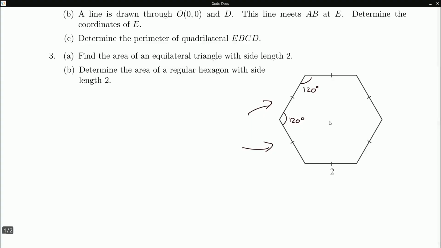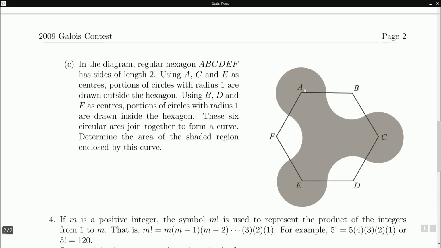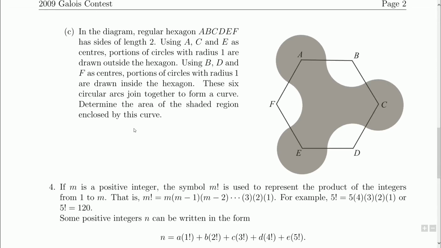Alright, so 3C. Last one in C part, and this should be interesting, whatever it is. In the diagram, regular hexagon ABCDEF has sides of length 2, again. Using A, C, and E as centers, portions of circles with radii 1 are drawn outside the hexagon. So, portions outside.